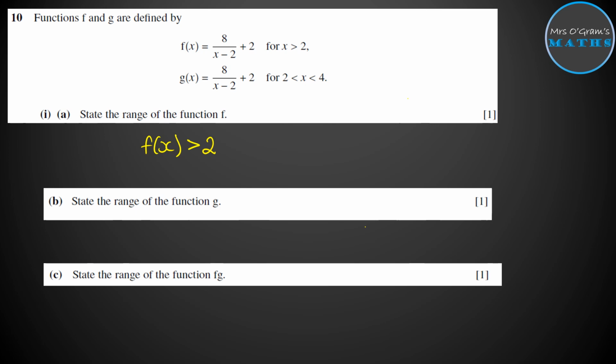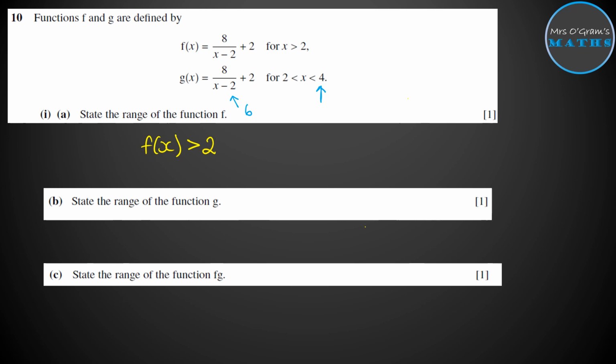Now for g of x, we actually have a limit here on the top of the domain. The biggest that x could be is 4. So if we think about what happens when we put a 4 into this equation, we'll have 8 divided by 4 minus 2. So that's 8 divided by 2 is 4, and add on the 2, so that'll be a 6.